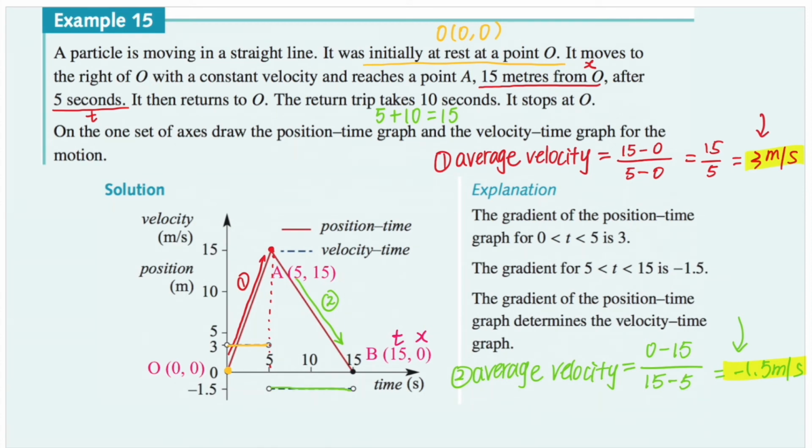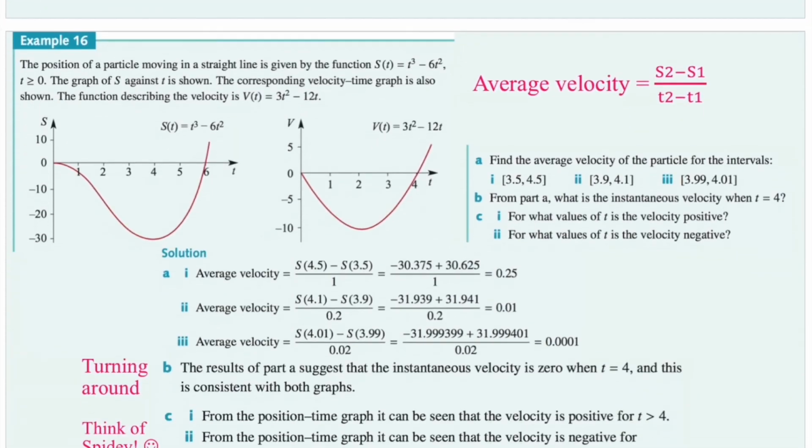So for the time interval t is 5 to t is 15, we're traveling at an average velocity of negative 1.5 meters per second. And this implies that we're moving to the left of O. That's why it's a negative average velocity, and also the velocity graph is below the x-axis.